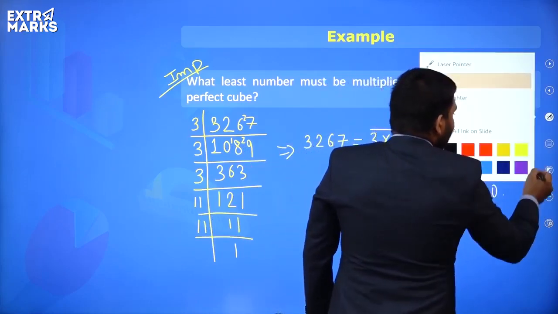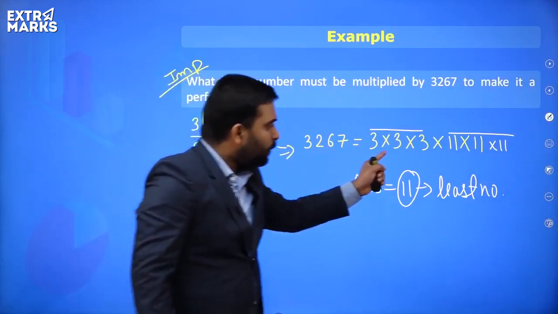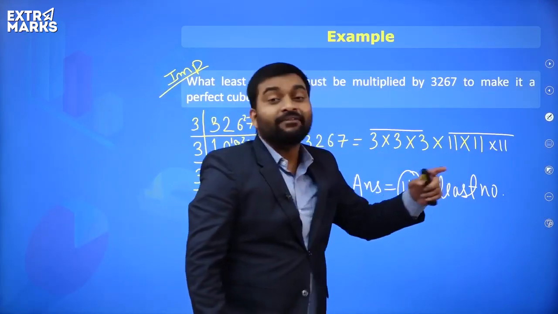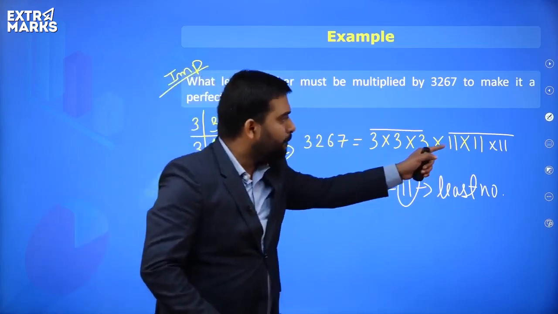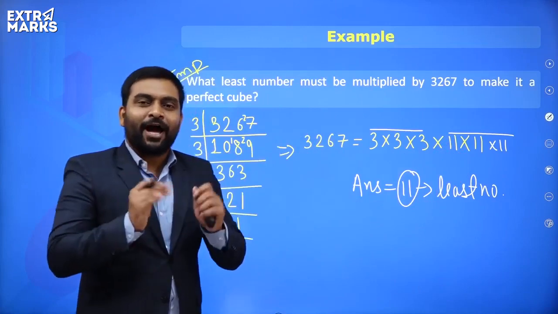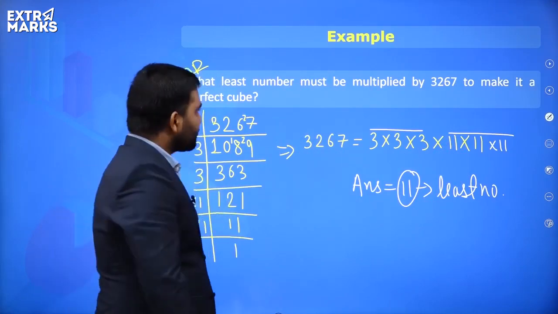I hope this point is now clear to everyone. So everyone see, when we were doing the pairing, 11 was left alone. So that is why everyone, what we did, we multiplied by 11. So I hope this particular thing is now clear to everyone. Let's go ahead now.